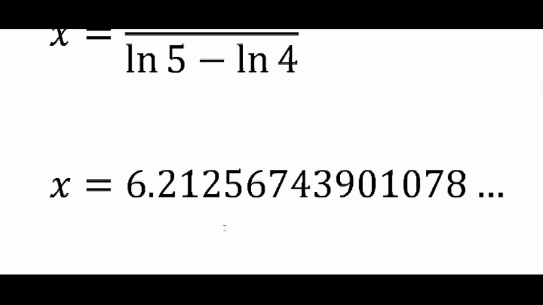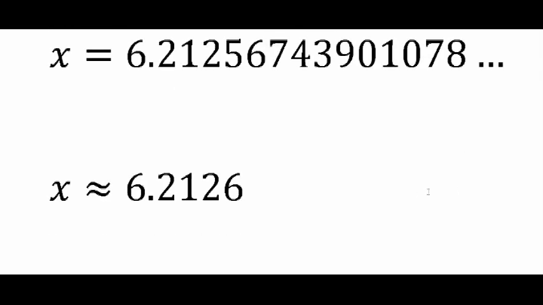x equals 6.21256743901078 and so on, depending on how many places your calculator has. And then the problem said to round it to 4 decimal places. So we count off 1, 2, 3, 4, so we round to this place here. But since the next digits are greater than 49, we round up. And so the answer is that x is approximately equal to 6.2126. So that's how you get the answer to that problem.